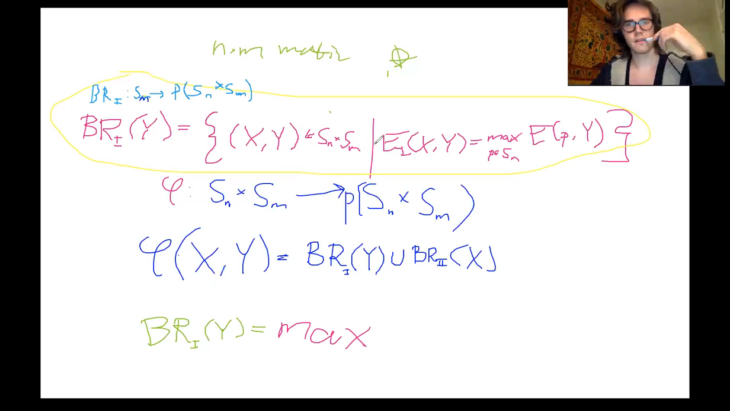Yeah, but actually, I think I should be a little bit more careful in how I describe the best response, because it might just be all of the x's that satisfy that. I think it might be, actually, because then it makes sense with the cross product there. So let me just see quickly.